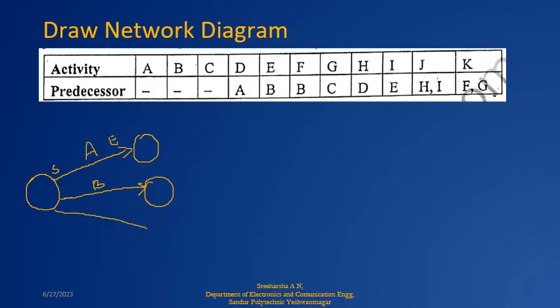And then C also starts at the beginning of the project. C starts here, ends here. So this is my C. Now, after completion of A, D starts. So where this A is starting here, ending here. So this is the end of A. So from here, D starts.